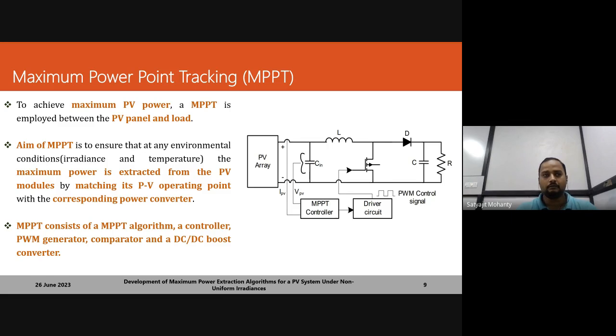So the main aim is to propose an MPPT controller. It should be meta-heuristic, it should be adaptive, and it should be so efficient that it is able to tackle any change in insolation patterns. More clearly, in more depth, we will go through this in the next slides.